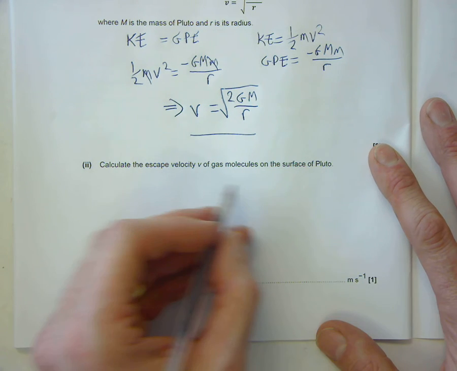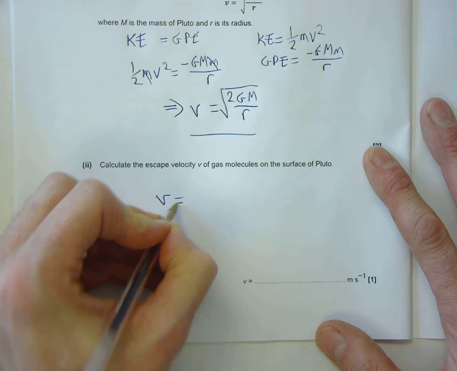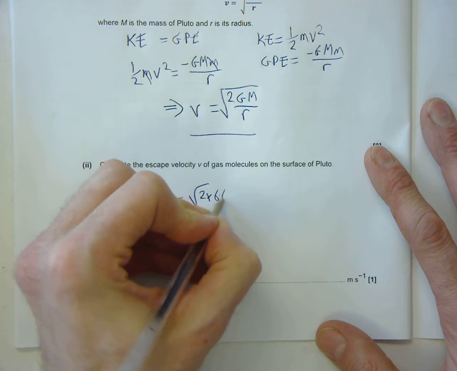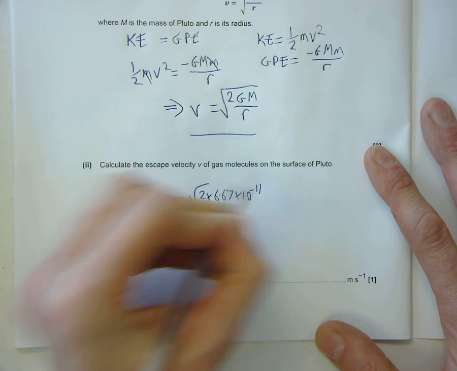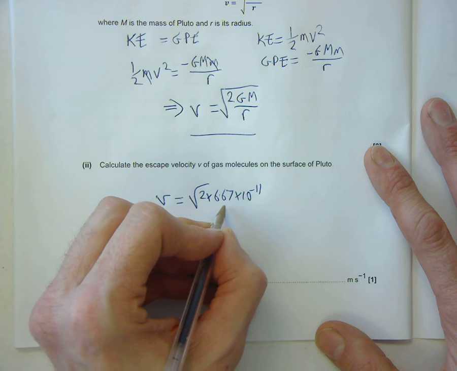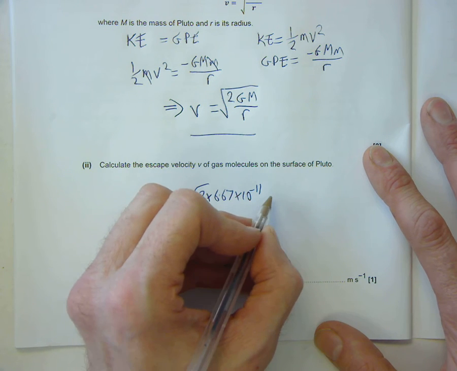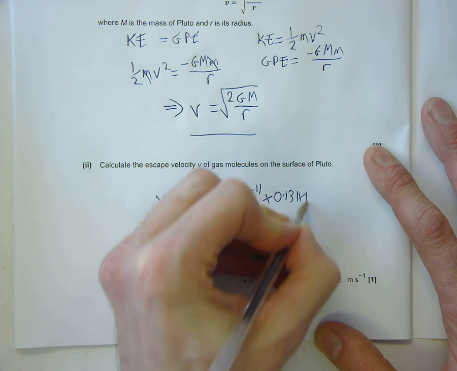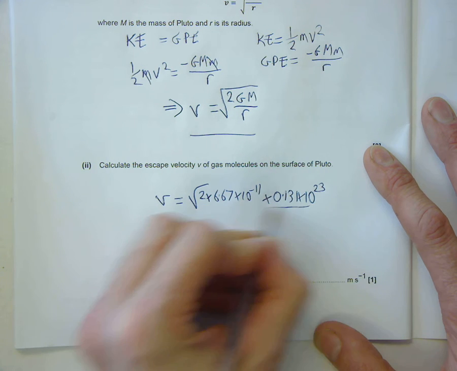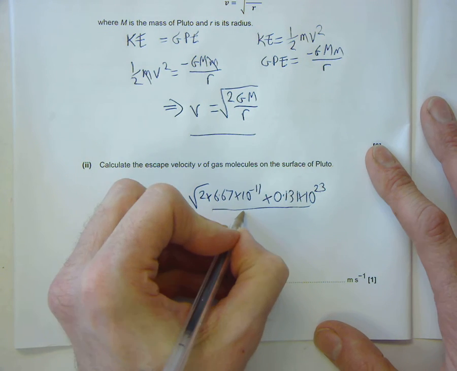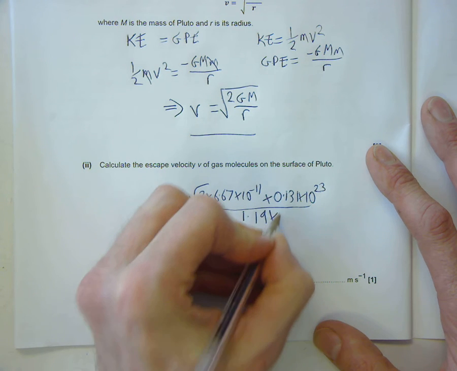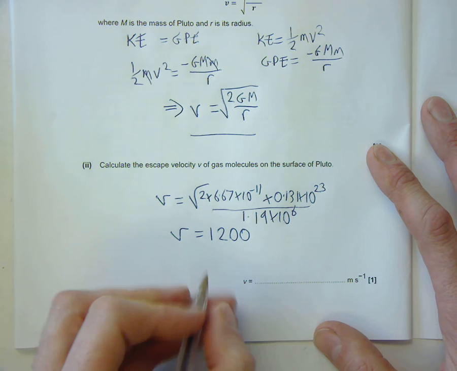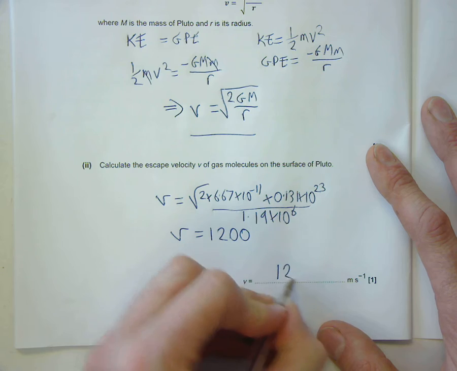Calculate the escape velocity of the gas molecules on Pluto. So again, using v equals root 2 times G, 6.67 times 10 to the minus 11. Make sure you use the universal gravitational constant, not gravity on the surface of the Earth, not 9.8, times mass, 0.131 times 10 to the 23. Take that from the table above you. And distance r, 1.19 times 10 to the 6. And the escape velocity turns out it's 1,200 meters per second.